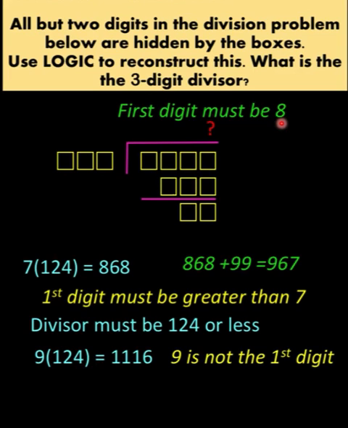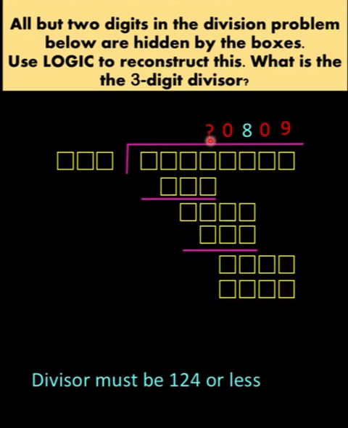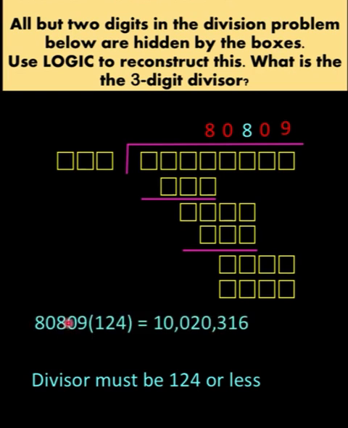And so going back to our original problem, we now know that this question mark is equal to 8, and so the quotient is 80,809. And this divisor must be a number less than 125. Let's try 124 first. So this quotient times 124 is this 8-digit number. And let's try the other numbers less than 125, because our candidates are all whole numbers less than 125.